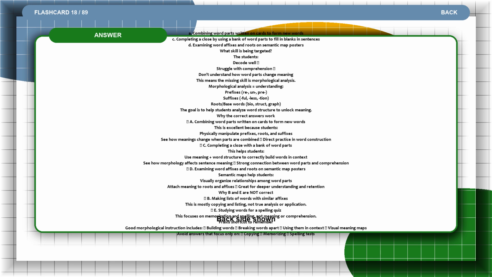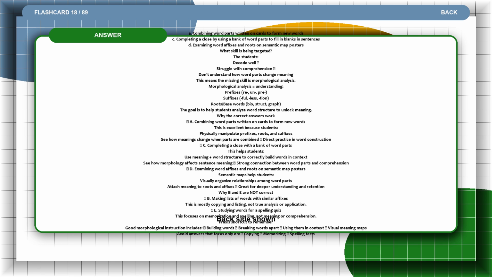The students decode well. Check. They struggle with comprehension. Cross. They don't understand how word parts change meaning. This means the missing skill is morphological analysis. Morphological analysis equals understanding prefixes like pre-, suffixes like -full, -less, -ion, and roots or base words like bio, struct, craft. The goal is to help students analyze word structure to unlock meaning.